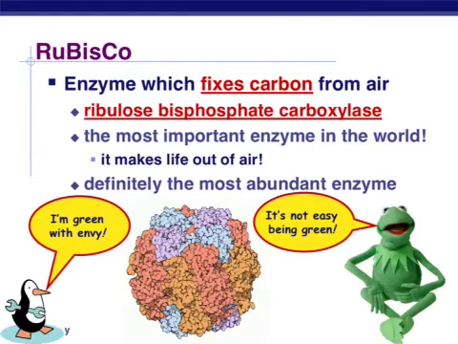So let's talk about Rubisco a little bit. Rubisco is a highly important enzyme. It's the enzyme that takes the carbon out of carbon dioxide and fixes it into an intermediate that we can make G3P from. Again, Rubisco stands for ribulose bisphosphate carboxylase, and it's one of the most, if not the most, abundant enzymes in the world. Every single plant has tons of these enzymes.